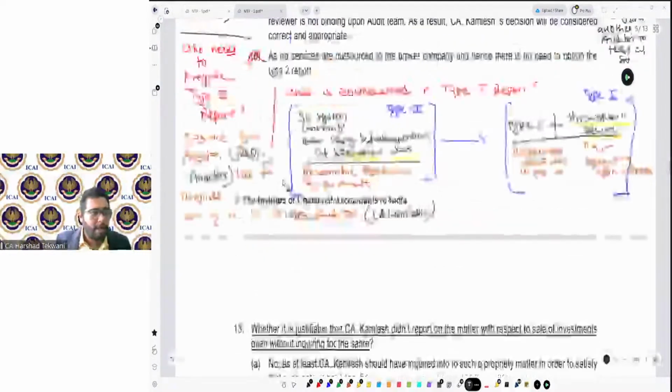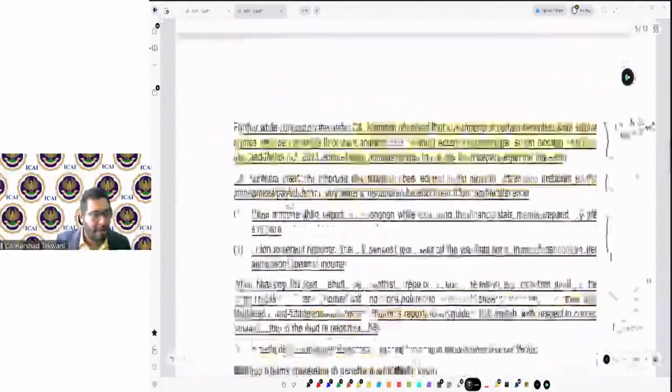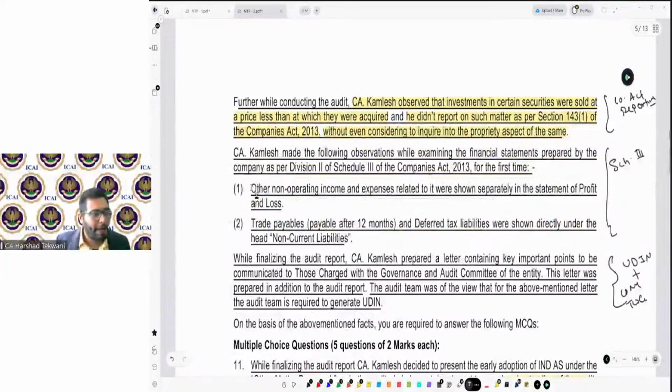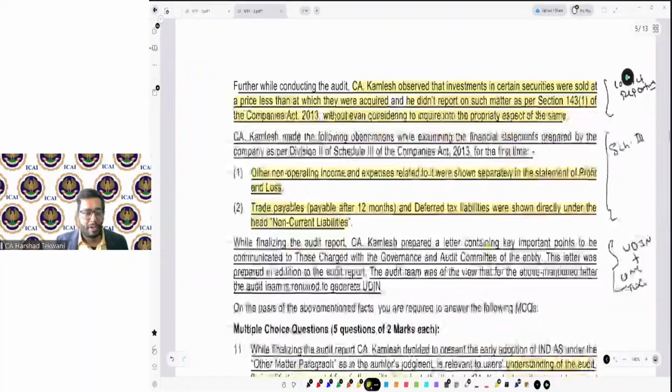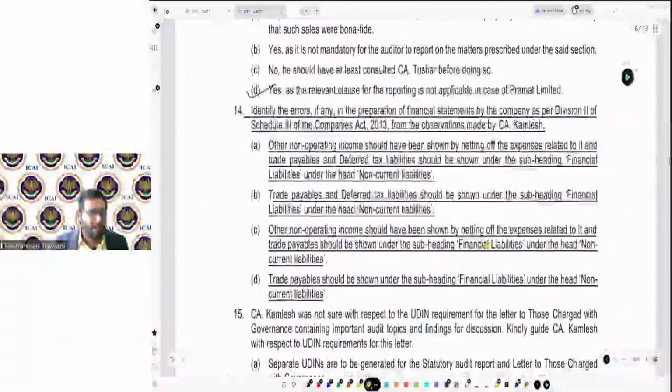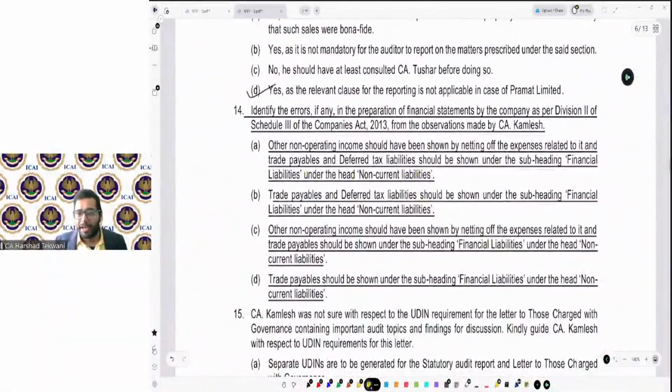So earlier, in the reporting that has been done, non-operating income and expense related to it were shown separately in the statement of profit and loss account, and trade payables payable after 12 months and deferred tax liabilities were shown directly under the head of non-current liabilities. So these were the two things which were done. Now, which is the correct option? What is the error here?